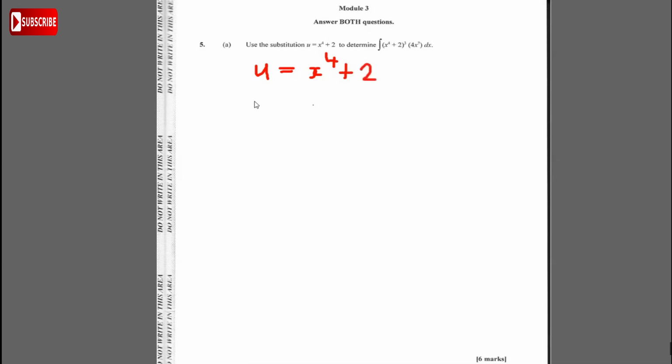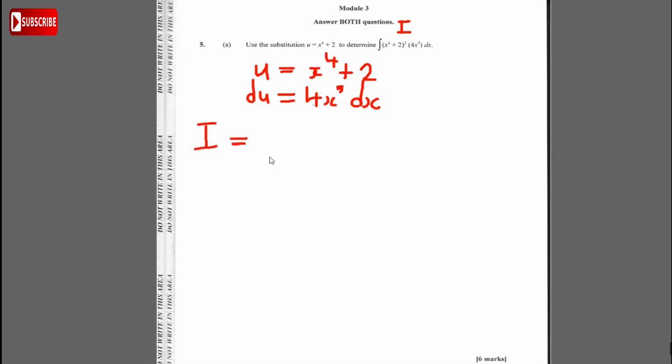So if that is u, then you need to find du. Then du is going to be equal to carry down the power, which is 4x cubed dx. So of course, I'm going to call this integral I. I love to call them I. And so I is equal to, now look what I'm going to do.